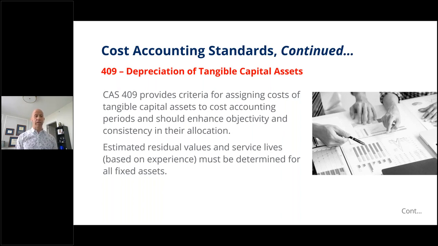It's important that we have good estimated residual values and service lives based on experience for all of these fixed assets. So it should be no surprise here that even for government contract accounting, we're going to have different depreciation values for tax and book purposes, right? So what we're allowed to deduct for tax is one thing. The way we present stuff for GAAP and what's allowable from a CAS perspective are different.